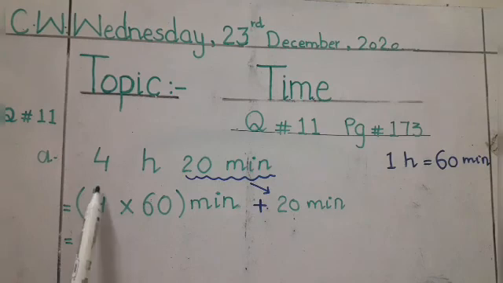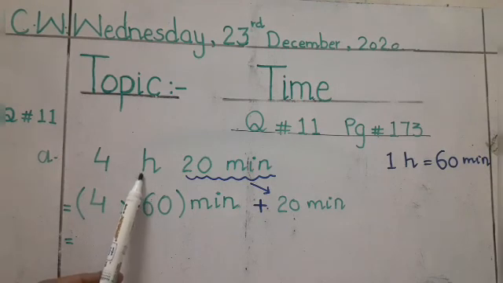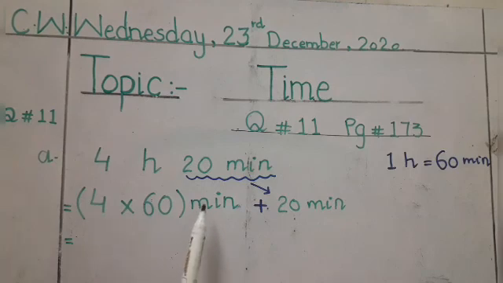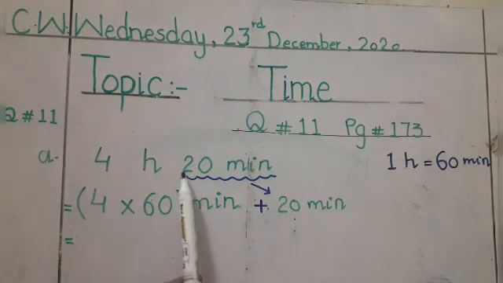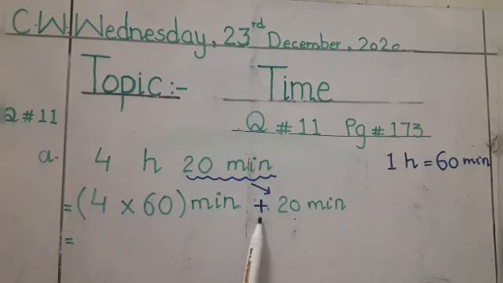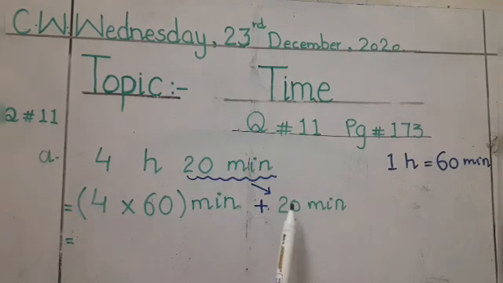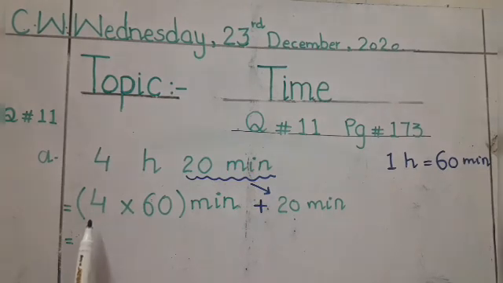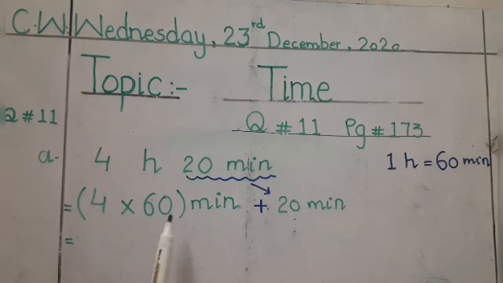Okay, students, first of all, we will write the digit 4 and then hour. As I told you, there are 60 minutes in 1 hour, so we will multiply 4 by 60 minutes, and then we will put the plus symbol of addition, and then 20 minutes. Now we will multiply both of these numbers. 4 zeros are zero and 4 sixes are 24, so we will multiply it in our working column.